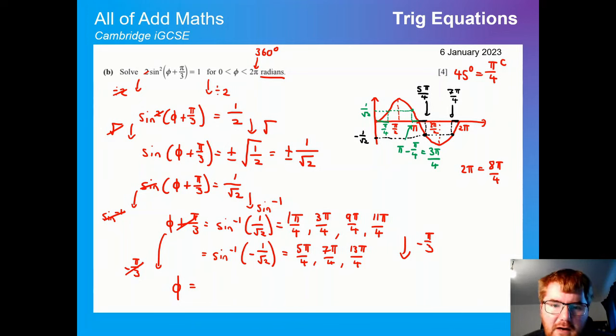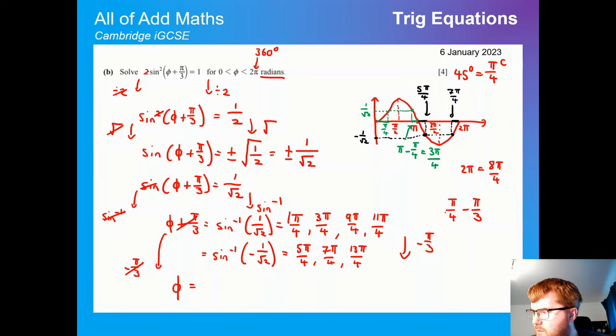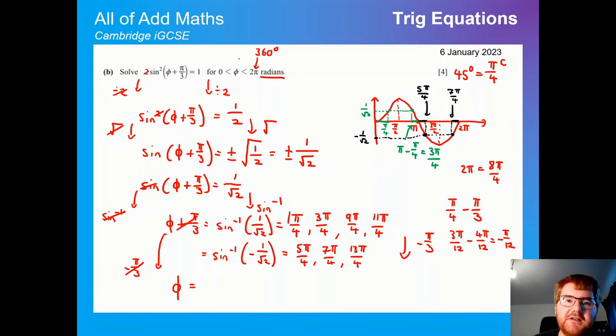First of all, we're going to do pi over 4 minus pi over 3. So let me do that over here. So pi over 4 minus pi over 3. Well, common denominator is 12. So what we can do here is get 3 pi over 12 minus 4 pi over 12, which is minus pi over 12. But that's not in my domain because we're starting from 0. So that is an answer I don't need to worry about.